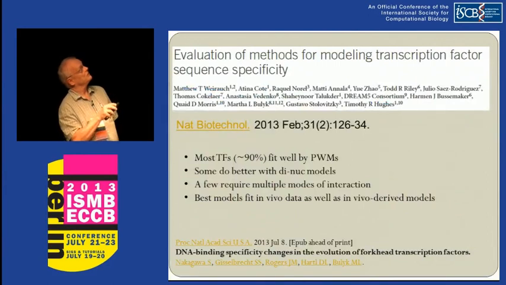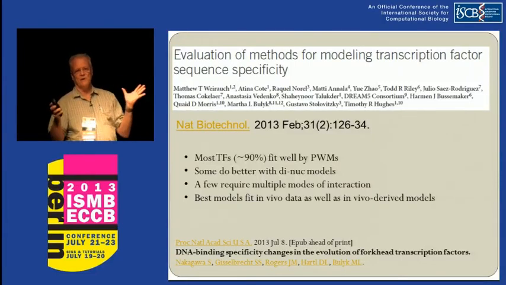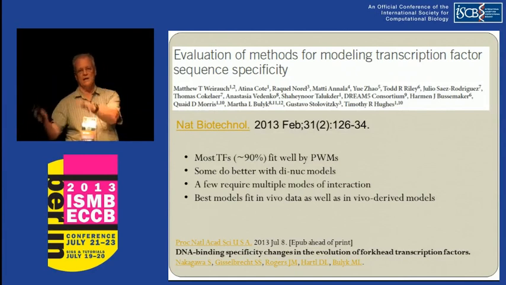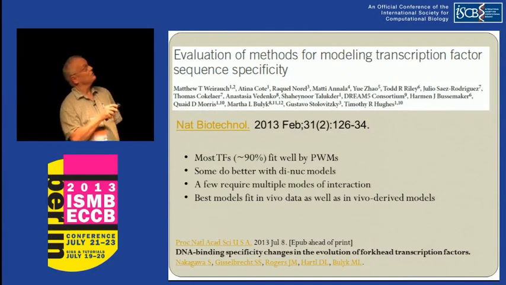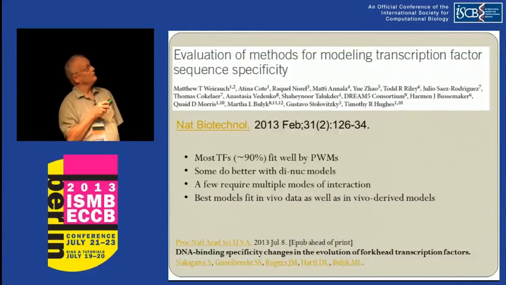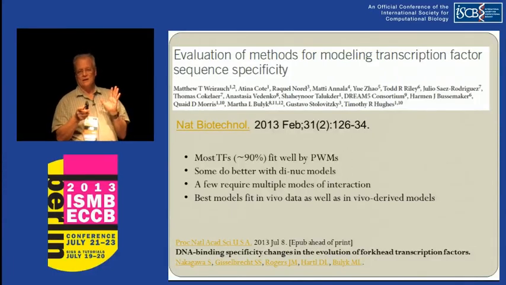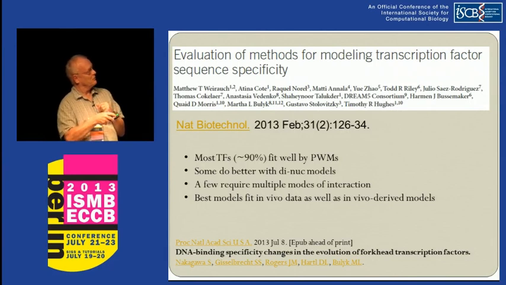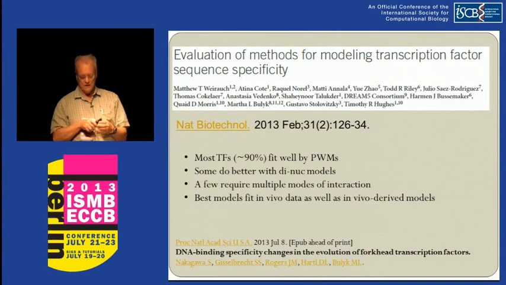In this paper, which just came out a couple months ago, they compared 26 different algorithms on 66 different factors, in which for each factor they had 2 independent arrays, and so they could train on one and test on the other. And the conclusion was that about 90% of the transcription factors could be fit quite well by a single PWM. There was some for which you did better if you included dinucleotides for at least some of the positions. And there were a few that actually required multiple modes of interaction. And in fact, there's a really nice paper from Martha Bulyk on one of those examples that just came out 2 weeks ago. So there are cases where you need to fit multiple models, but so far at least, it appears to be a relatively small minority of factors.